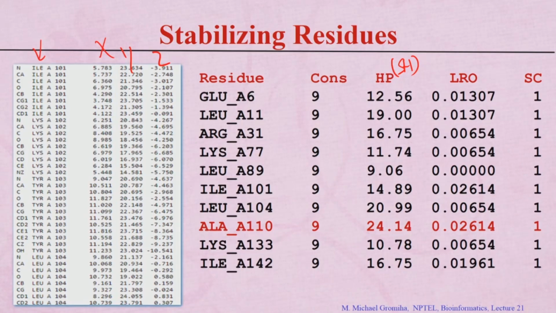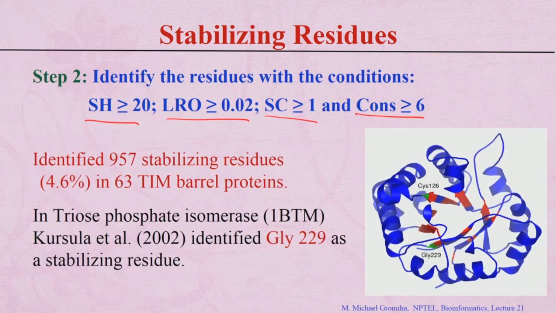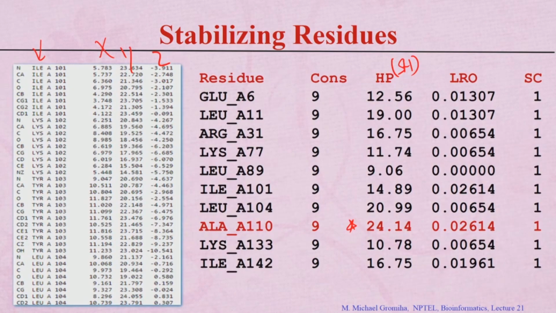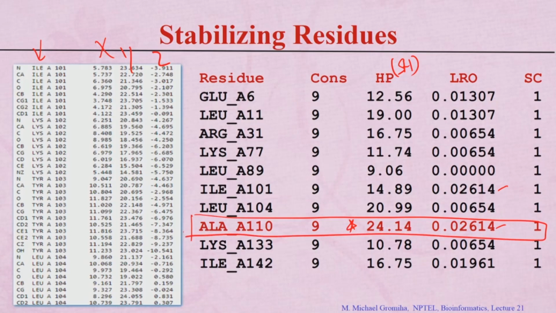hydrophobicity. What is the range we put? More than 20, right. If it is more than 20, then this will satisfy the condition. Then long range order, more than 0.02. So you can see these two values, but only this one will satisfy all the conditions. Then we can say alanine 110, okay, this is an important residue for the stability of the particular protein.